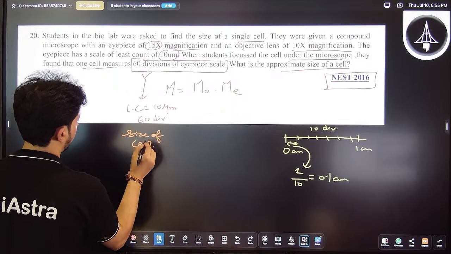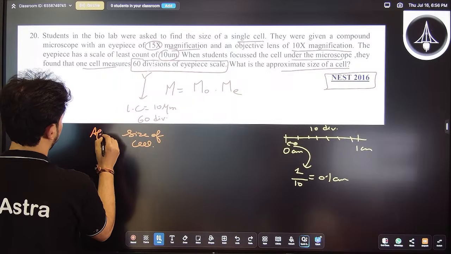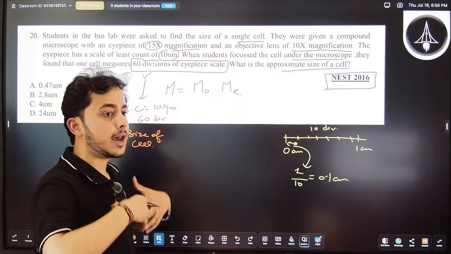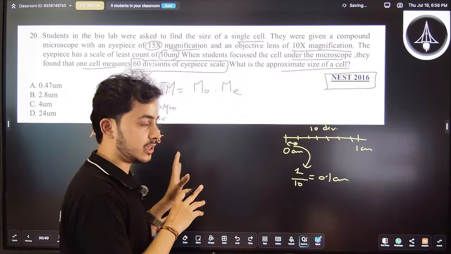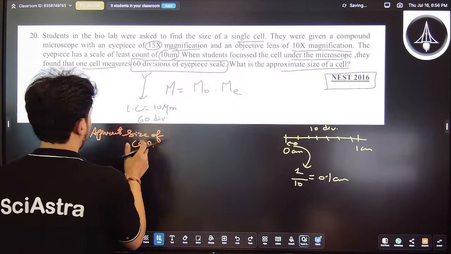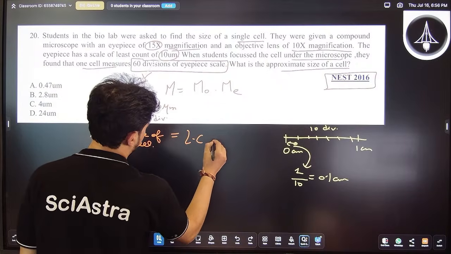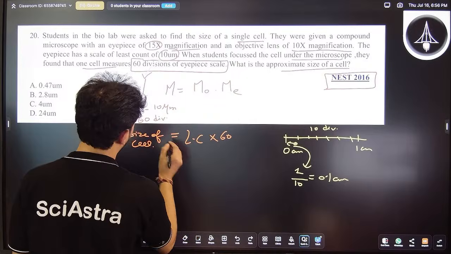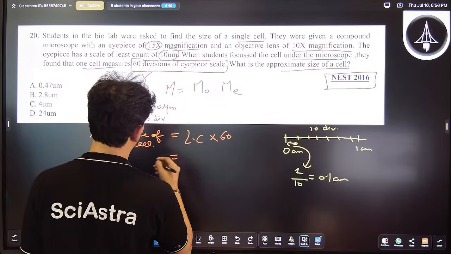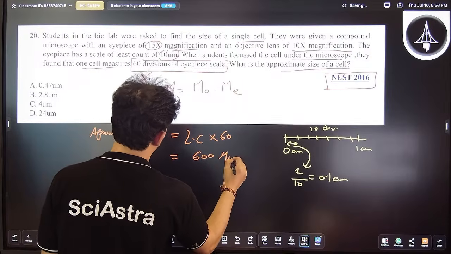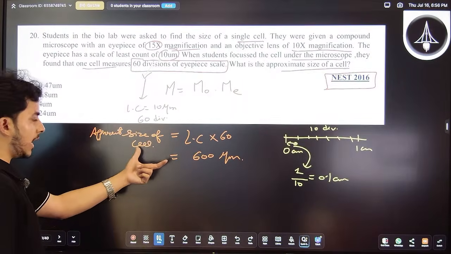that is not the actual size. This we can call the apparent size, as visualized by the eyepiece, because the eyepiece is magnifying the image, so this is not the actual size, correct? If you want to calculate this apparent size of the cell, that will be least count into 60. That will be 60 into 10, that will be 600 micrometers. So this is the apparent size.